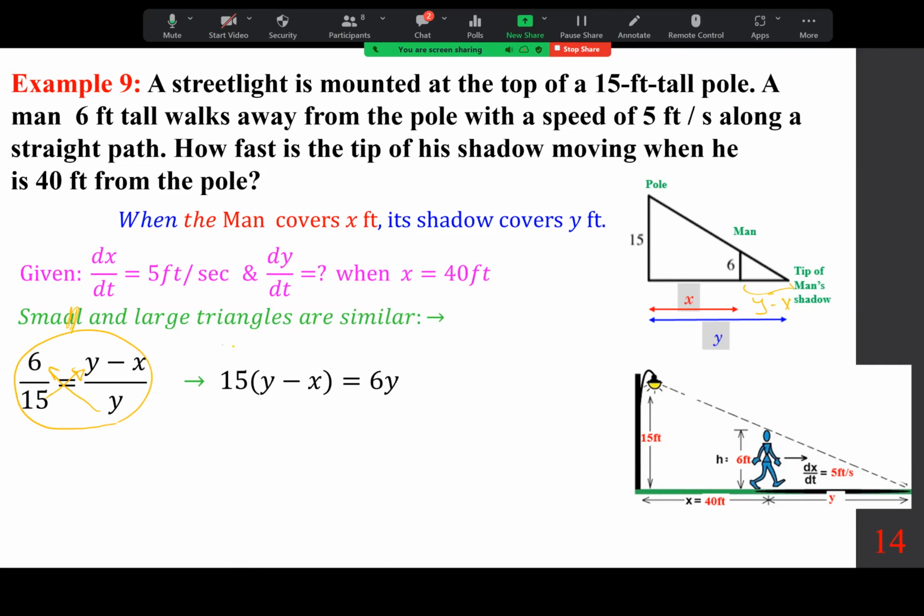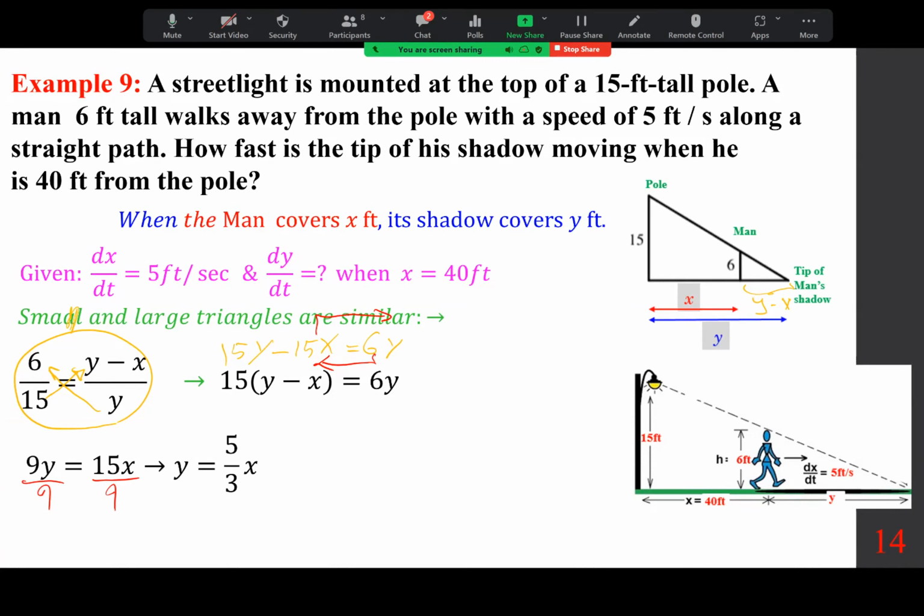So I'm going to write it at the top. 15y minus 15x equals 6y. I can move this one to the right, it becomes positive. This one to the left becomes negative. We have 9y equals 15x. Divide both sides by 9. 15 over 9 is 5/3, so y equals 5/3 x. Now we are ready to differentiate.